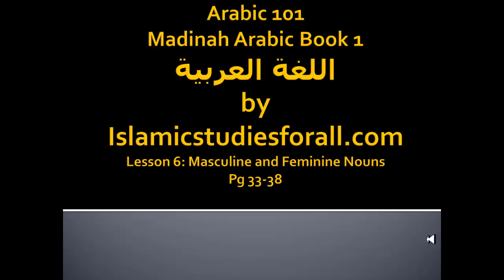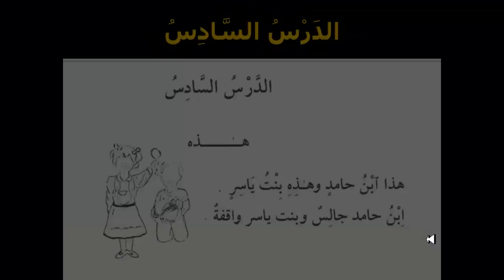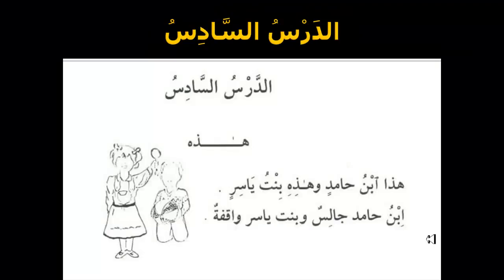Today we're going to be covering lesson number 6, and our focus will be on the masculine and feminine nouns and how we know the signs of masculine and feminine. And the Arabic word for masculine is mudhakkar, and then feminine is mu'annath. So we're going to cover mudhakkar and mu'annath, masculine and feminine, and we're going to start on page 33 and end on page 38.